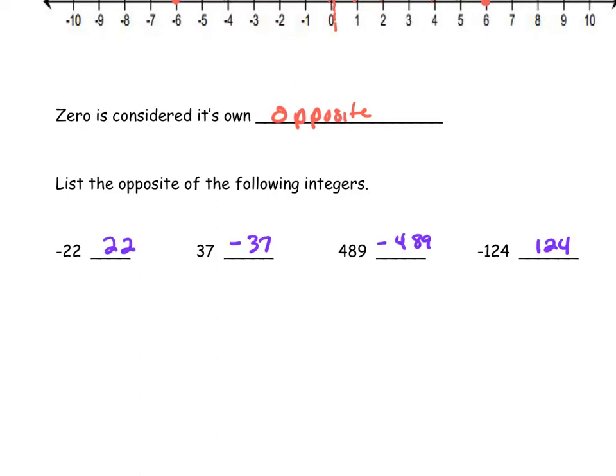All right, you'll notice if they give us a negative, then we write a positive. And I want to acknowledge that we don't usually put a plus sign in front of a positive number. It's just considered positive if we don't see a sign. However, negative numbers have to have the negative sign to indicate that it's a negative number. So the opposite of +37 would be -37. The opposite of 489 would be -489. And the opposite of -124 is +124.